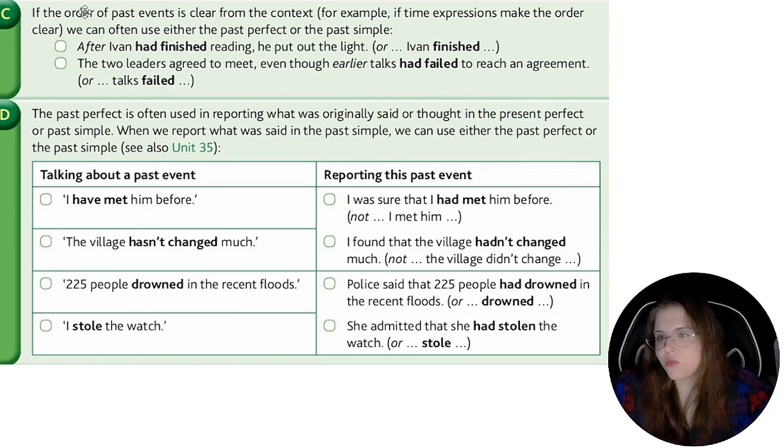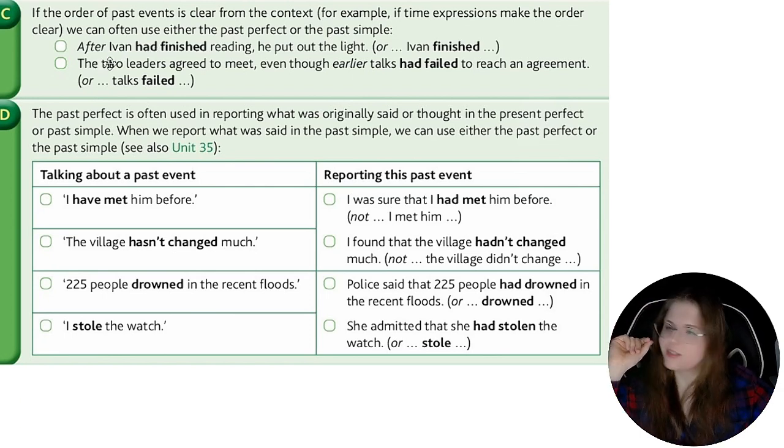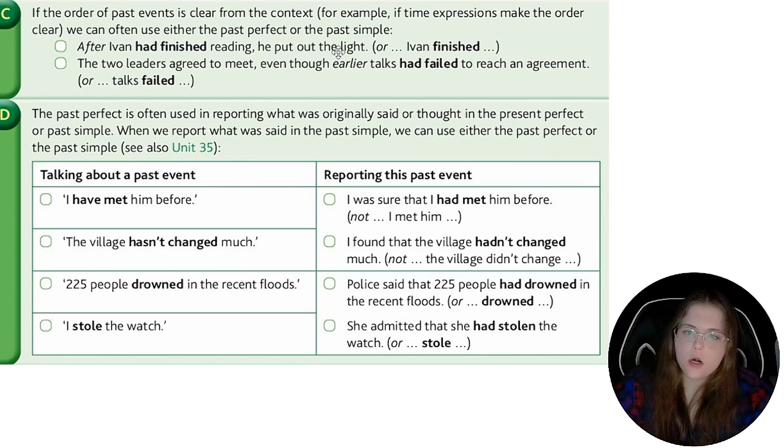Great. If the order of past events is clear from the context, for example, if time expressions make the order clear, we can often use either the past perfect or the past simple. After Ivan had finished reading, he put out the light. Or he finished. Here we can understand the order of the events very clearly, and it is obvious that firstly he finished reading and after that he put out the light. And we can use both past simple and past perfect.